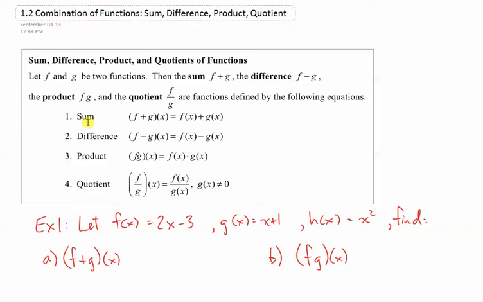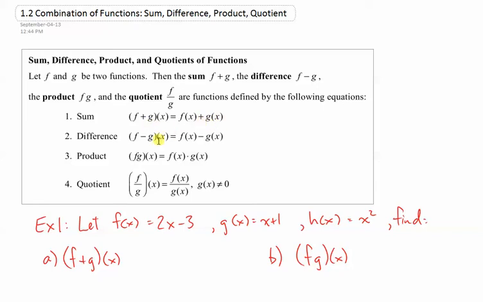Sum of functions can be written as a function f plus g in brackets that are functions of x. That's why the x is there. And what that's saying is take the function f, add the function g. Those are equivalent notational forms.